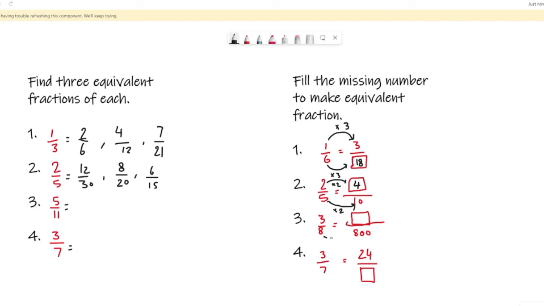So how did 8 become 800? Times it by 100. Any number changes to 100 times itself when you multiply it by 100; add 2 zeros at the end. So 3 times 100 will give you 300. Okay, how did 3 become 24? Times it by 8. So 7 times 8 will give you 56.